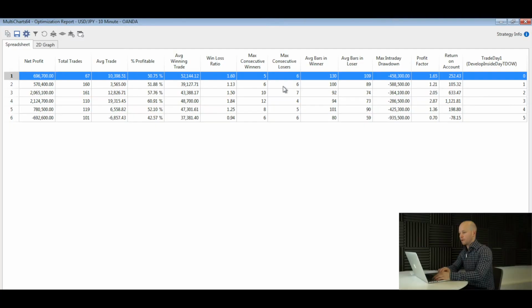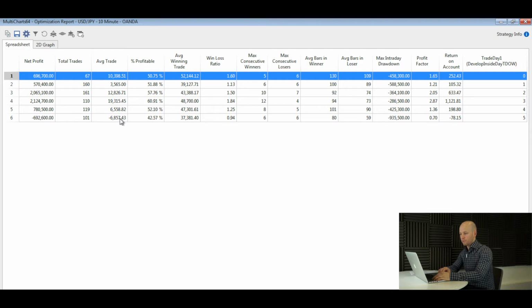So if we look at the average trade values here, taking the trades on the Sunday, notice that we've only got 67 trades. That's because there's only a few hours on the Sunday. Got an average trade of just over 10,000. Then we've got 3.5, 12, 19, 6, and minus 6.